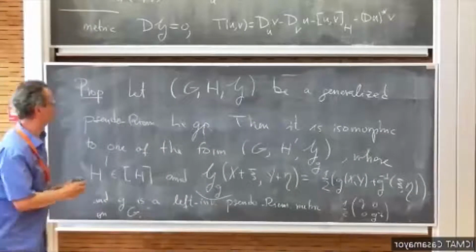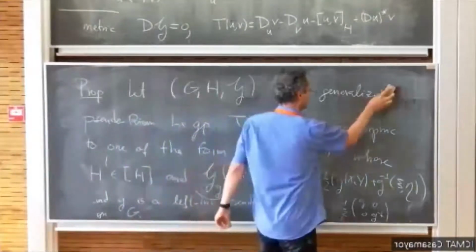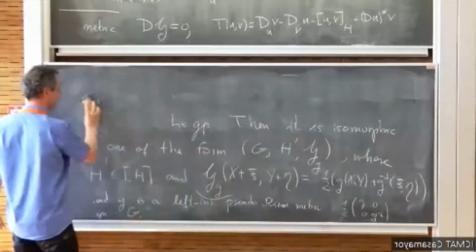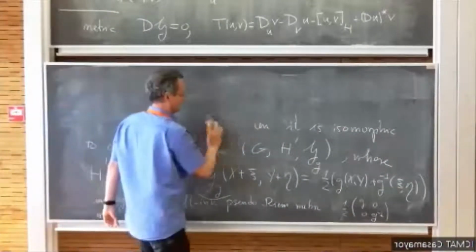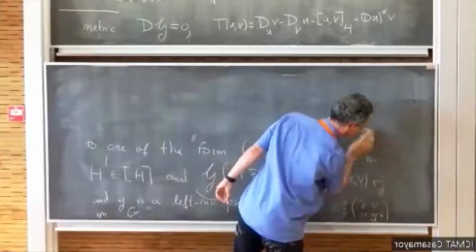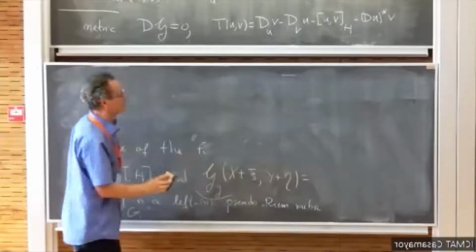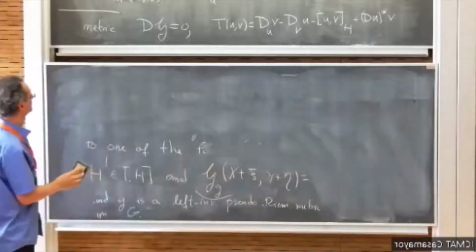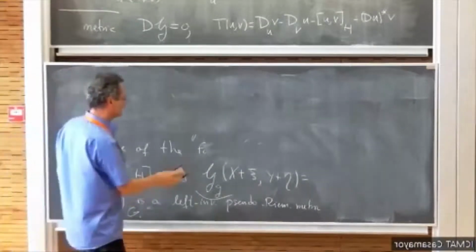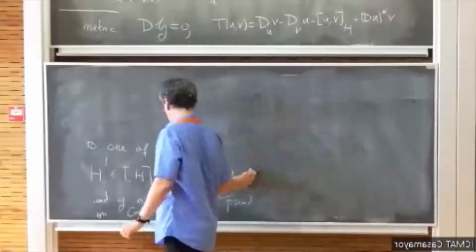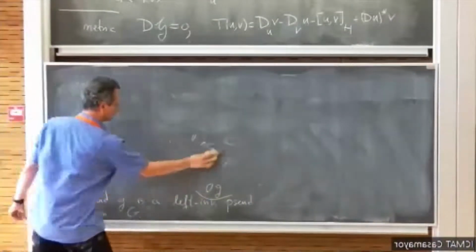And the difference to the usual case is that although such Levi-Civita connections do always exist, they are not unique. Is T skew symmetric or not? Yes, it is a totally skew form. This can be proven. So it's tensorial and it's totally skew.